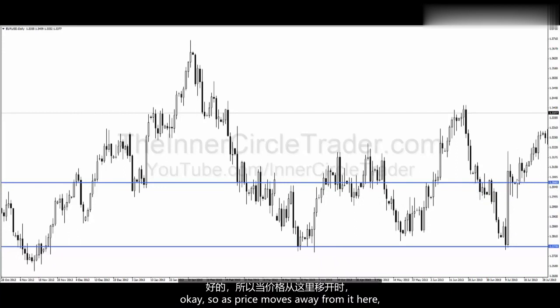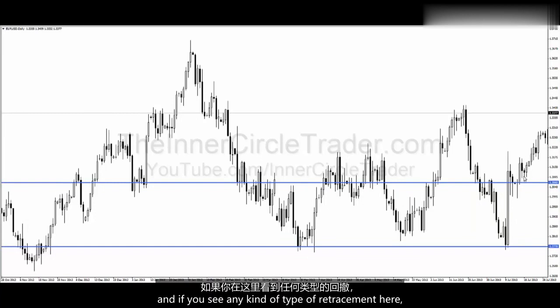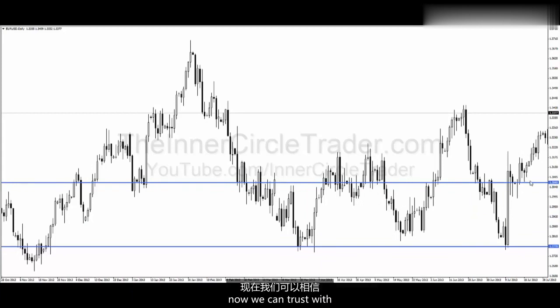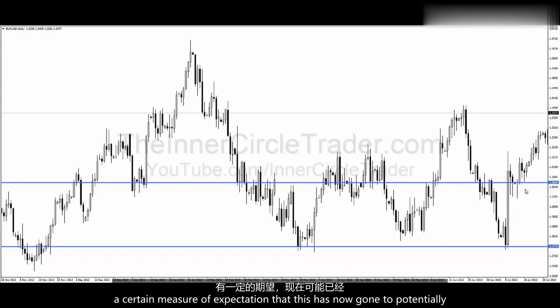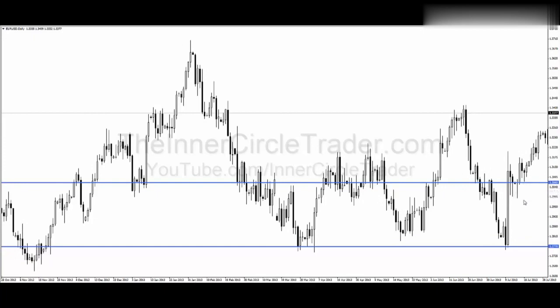Okay, so as price moves away from it here, and if you see any kind of retracement in here, this is when you can start to hunt a buying opportunity, because now we can trust with a certain measure of expectation that this is now going to potentially hold price above that 130.60 level.